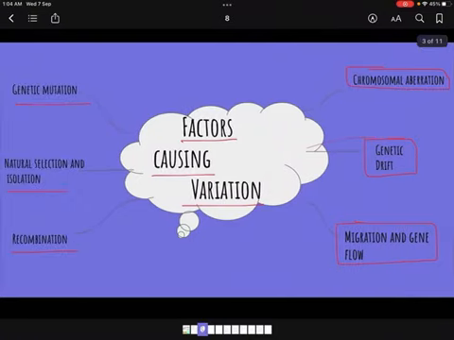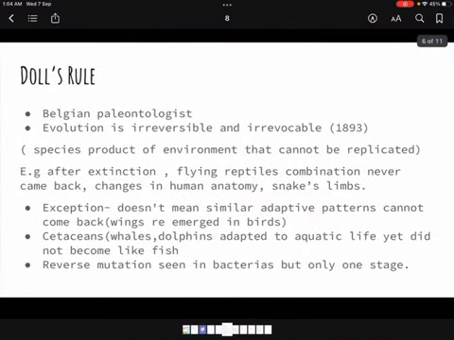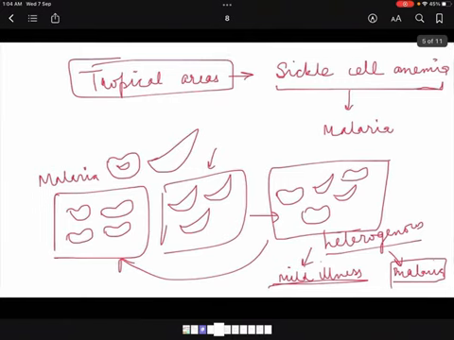So now this was the factors causing variation, and how natural selection and isolation play a part on it. Okay, so this was all about the modern synthetic theory, in which all the ideas, along with what causes variation and how other factors like natural selection and isolation play a part, have been compiled. That is why it is known as the modern synthetic theory, because almost all things which can become a factor of evolution are touched upon.